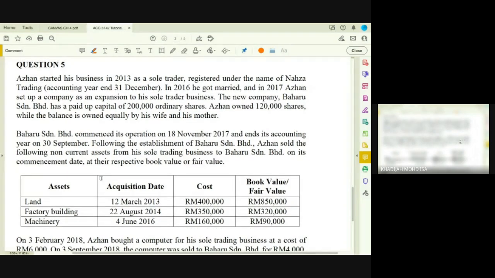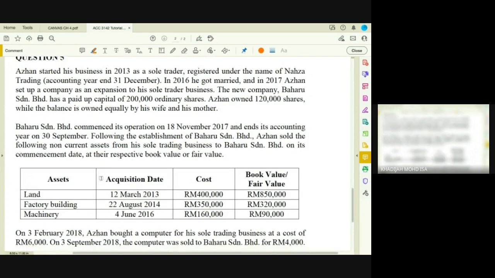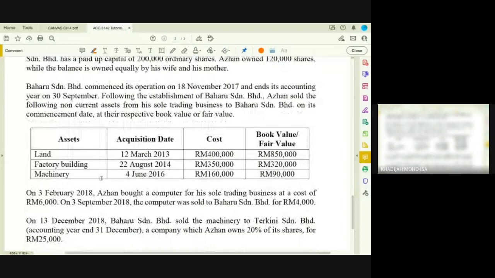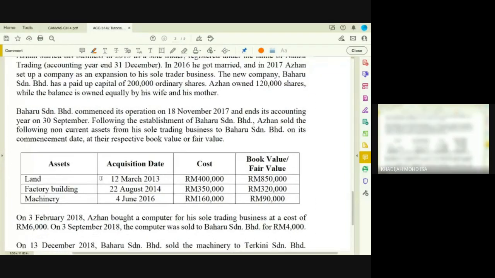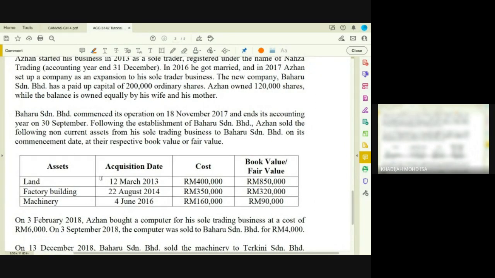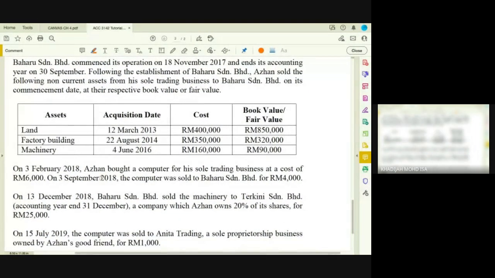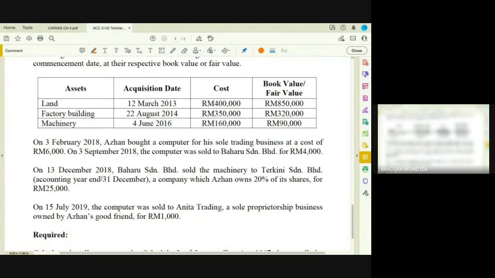In 2016, he got married. In 2017, he set up a company as an expansion to his sole trader business. The new company, Baru Sdn Bhd, has paid up capital of 200,000 ordinary shares. Azhan owned 120,000 shares, while the balance is owned equally by his wife and his mother. Baru Sdn Bhd commenced operation on 18 November 2017 and its accounting year end is 30th of September. Following the establishment of Baru Sdn Bhd, Azhan sold the following non-current assets from his sole trading business to Baru on its commencement date, and the book value and fair value are as follows.